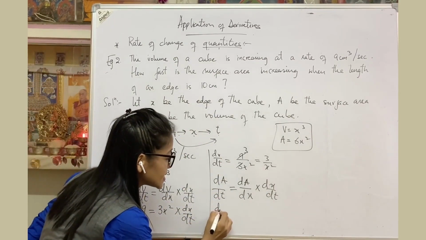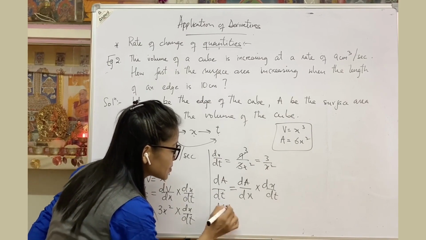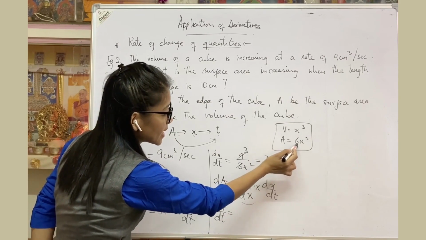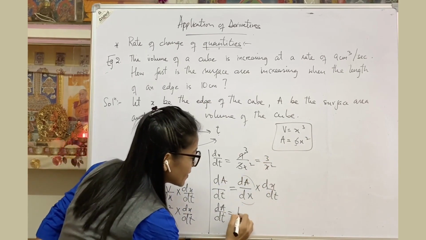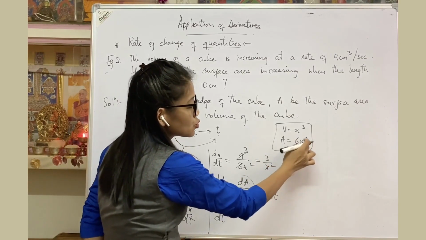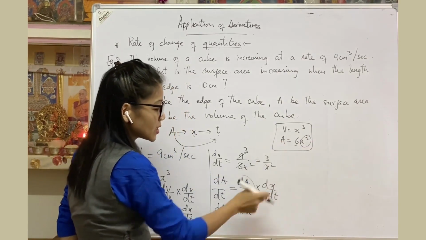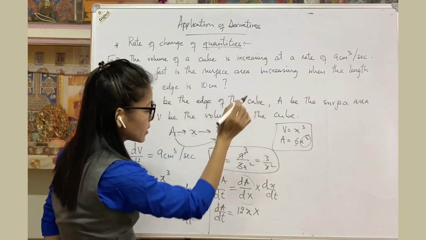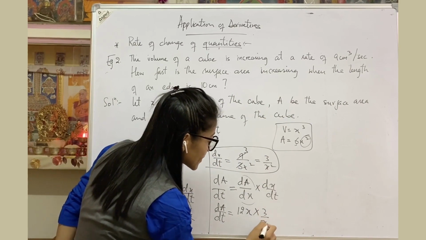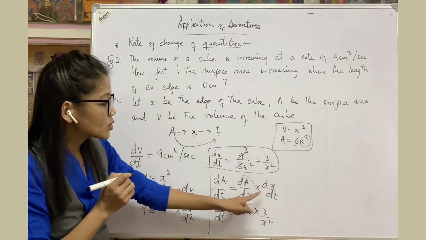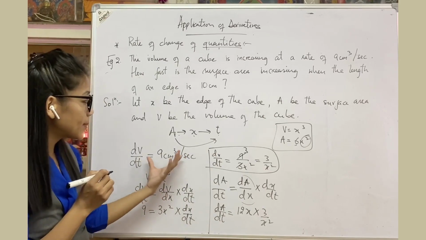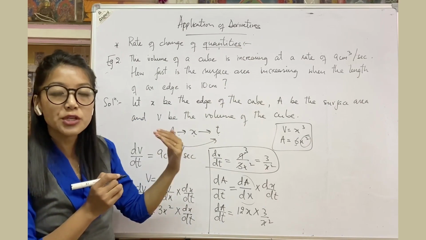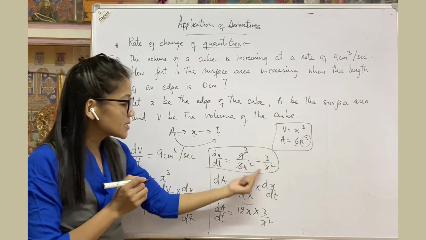So dA by dt, the rate of change of surface area with respect to time, you have to first find dA by dx. So dA by dx is 12x, right? 6 into the derivative of x squared, which is 2x, so that is 12x, into dx by dt. Here we had found it using this, so this is 3 upon x square. Is that clear? So we applied the given rate of change of volume with respect to time to find the rate of change of side with respect to time, which is 3 upon x square.